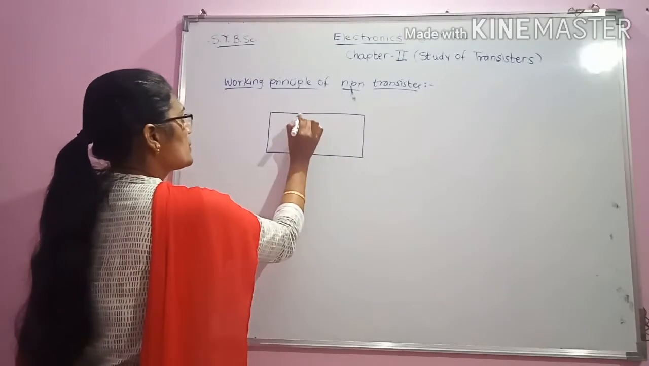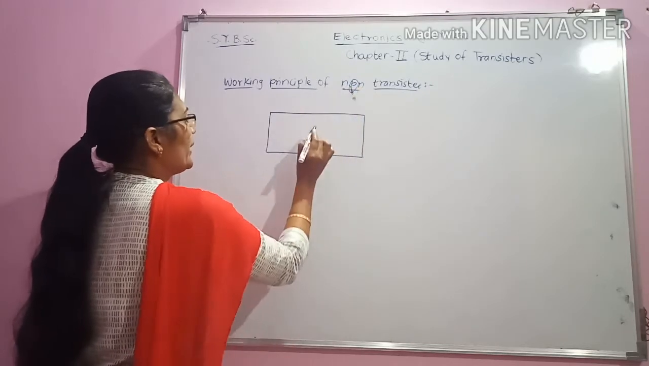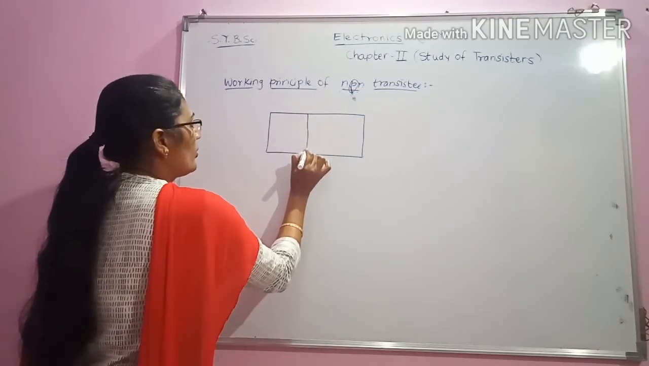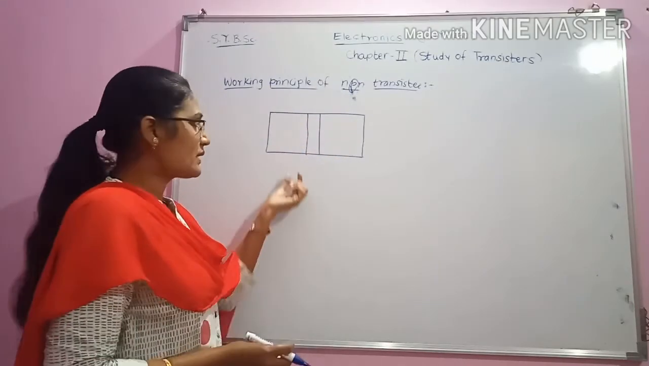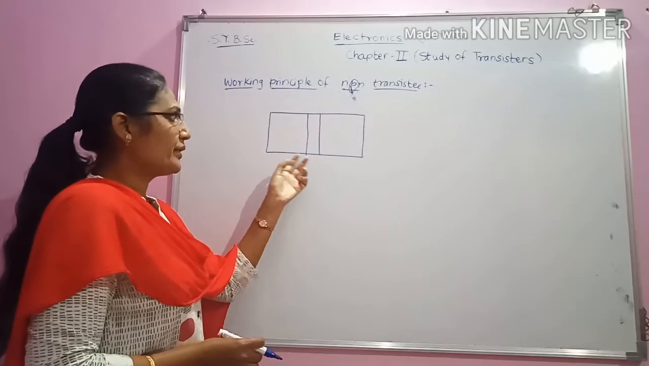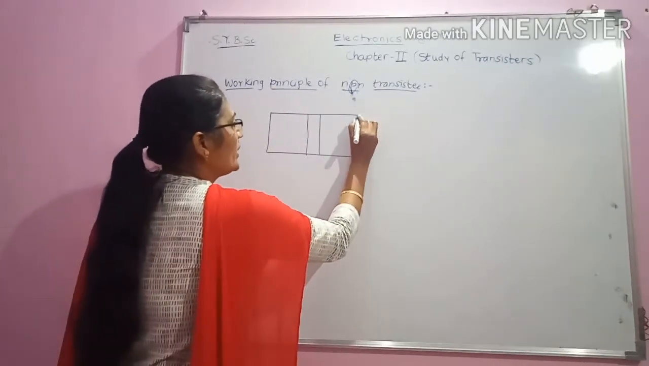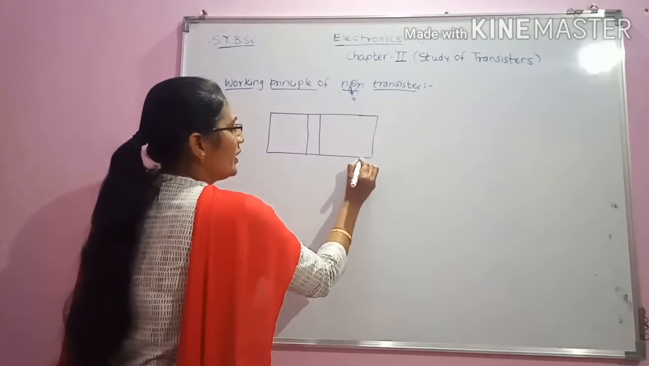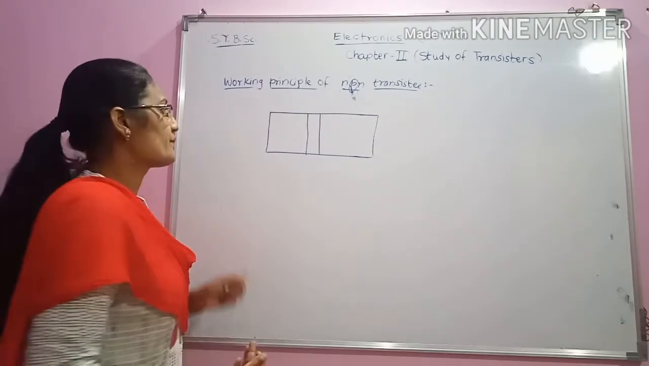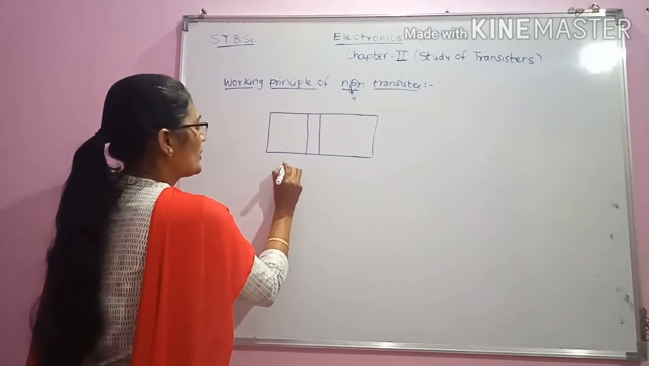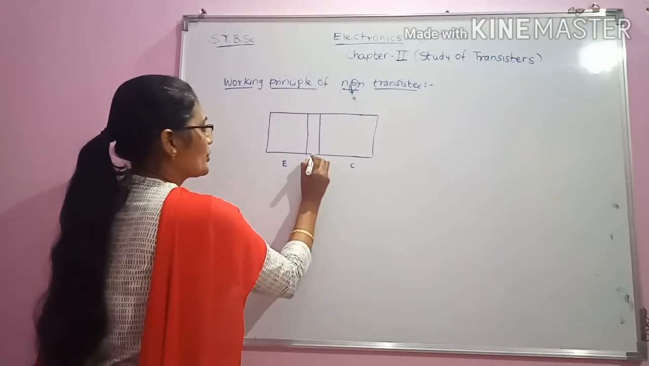The NPN transistor consists of a P type material sandwiched between two N type materials. I have already told you that the base region is smaller in size as compared to the emitter and the collector, and as compared to the emitter, the length of the collector is more in order to dissipate the heat and collect the maximum number of electrons. Therefore, this is the emitter portion, this is the base portion, and this is the collector portion.